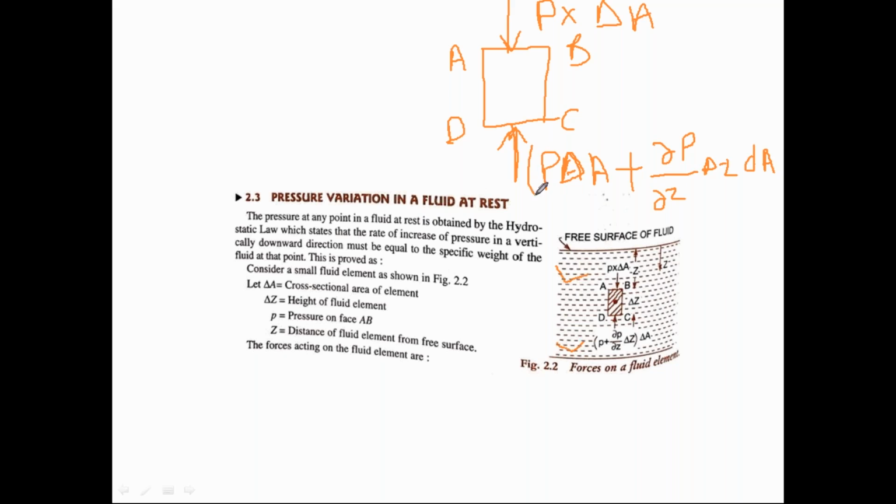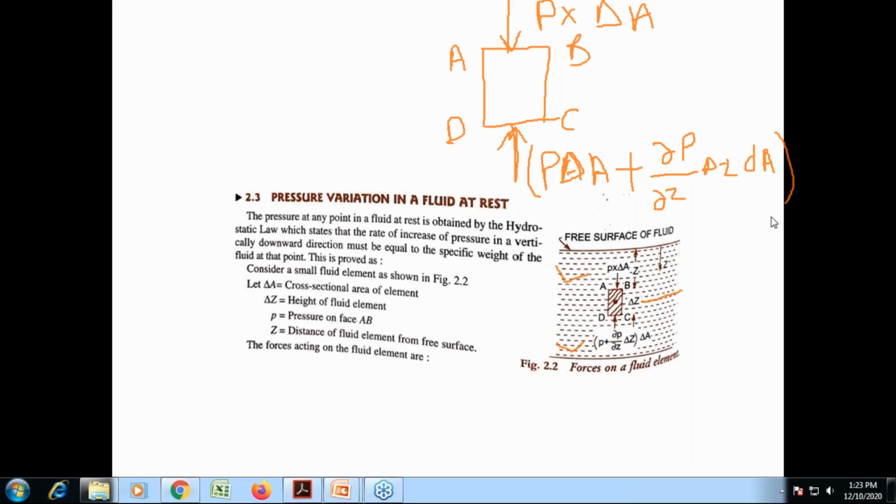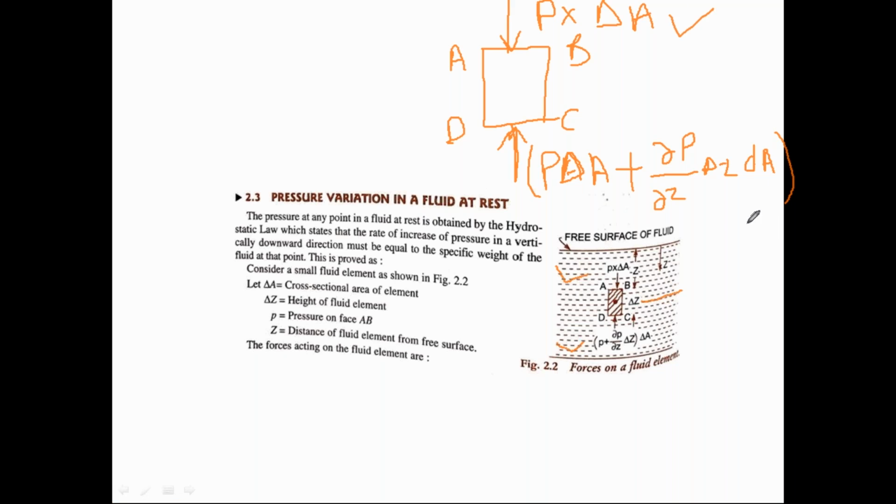Okay, incremental. The length of this element is delta Z, and there is the weight of the element. So we have the pressure force, this one, and the weight of the element, which will act in the downward direction.